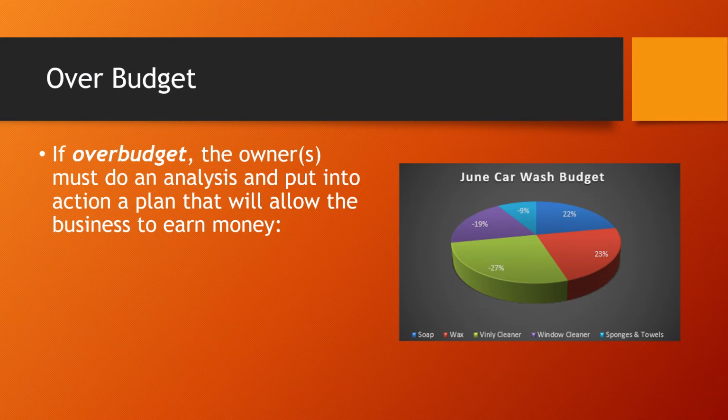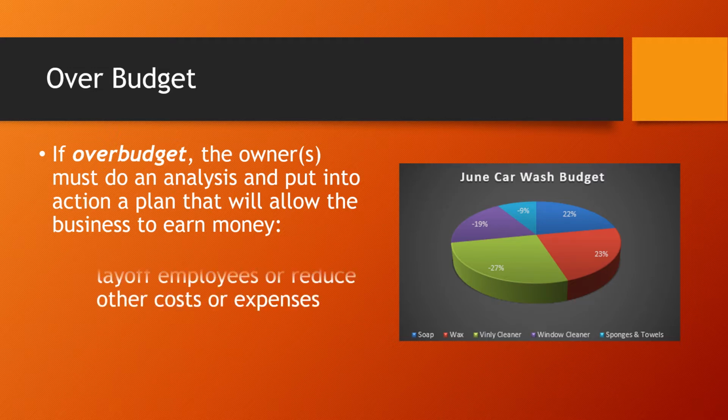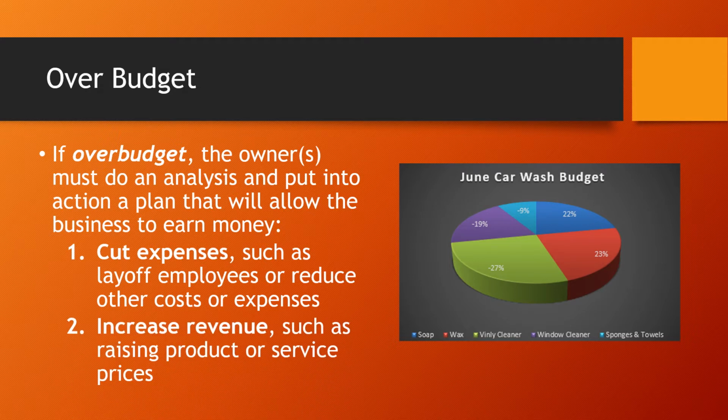If over budgeted, the owner must do an analysis and put into action a plan that will allow the business to earn money. The business cannot keep operating over budget, otherwise they will go out of business. They have a couple of choices. They can cut expenses, which might mean layoffs for employees, or looking at ways that they can reduce other costs or expenses. Secondly, they might have to increase their revenue, such as raising product or service prices.